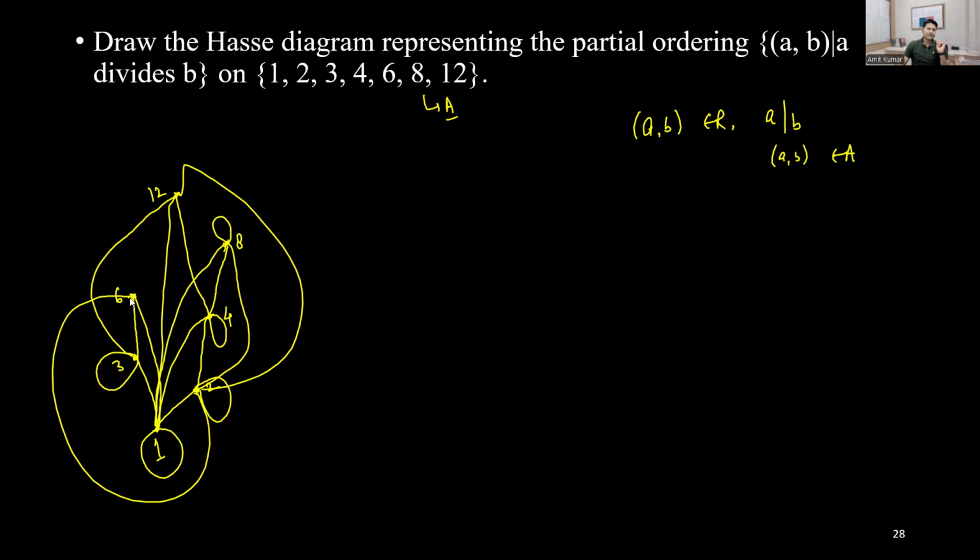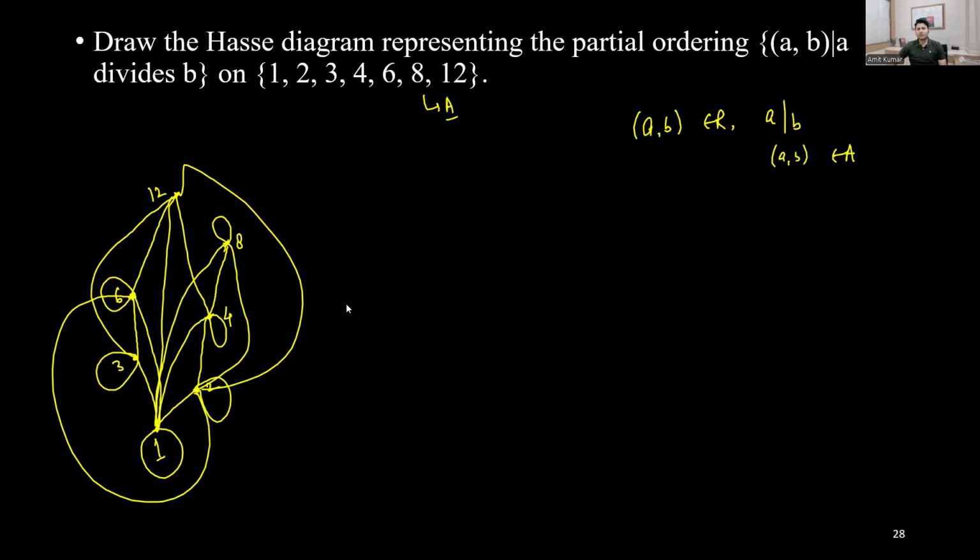Talking about 6. 6 divides 12, yes. 6 divides itself, yes. So this is the raw figure, where I represented all the edges, all the relations. It does not matter whether it is reflexive or transitive. If they are in R, I draw that. Another way is to write all the elements in R, then draw the connections from it. Or we can draw it directly, no problem.